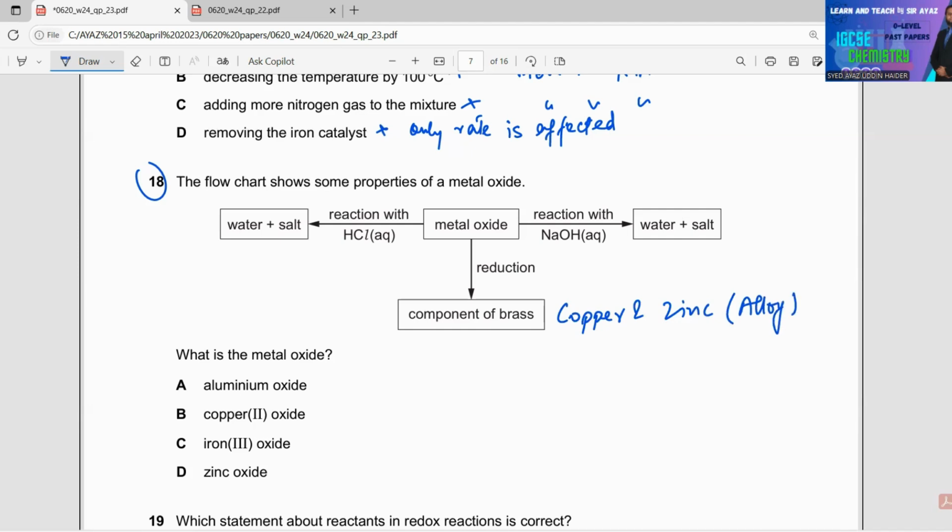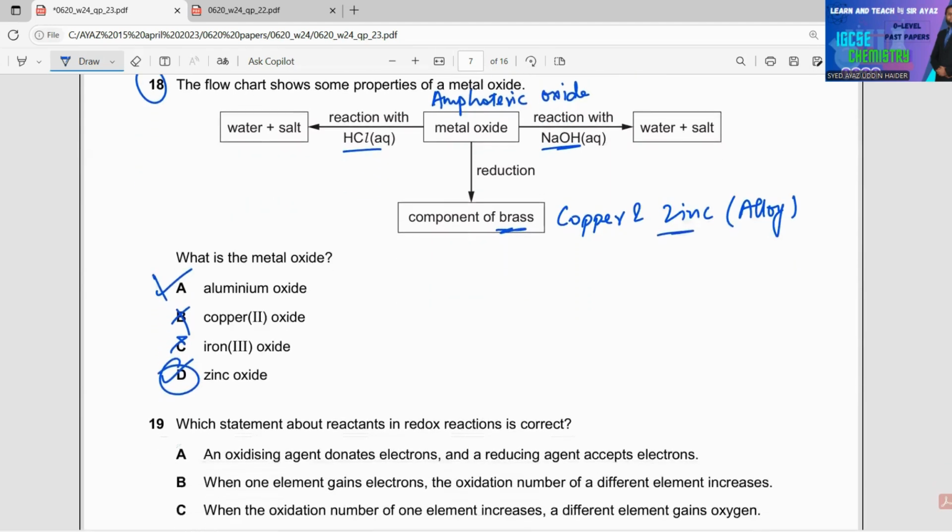And looking at this information that it is reacting with sodium hydroxide as well as hydrochloric acid, it must be amphoteric. Amphoteric oxide. So we have two amphoteric oxides here. Either A is correct or D is correct, B and C are incorrect. Now they have mentioned component of brass also, in which we see zinc. So zinc oxide must be the right answer here. Aluminum oxide is incorrect.